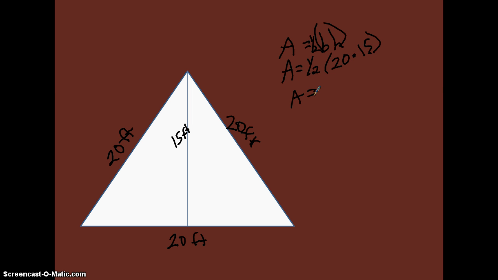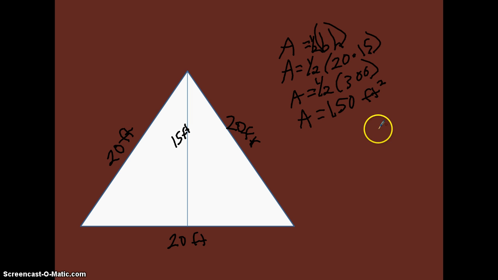So all I have to do then is just say 20 times 15, and that's going to give me 300. And then I'm going to multiply it by half. And when I multiply it by half, I'm essentially dividing it by 2. And that's going to give me 150 feet squared.